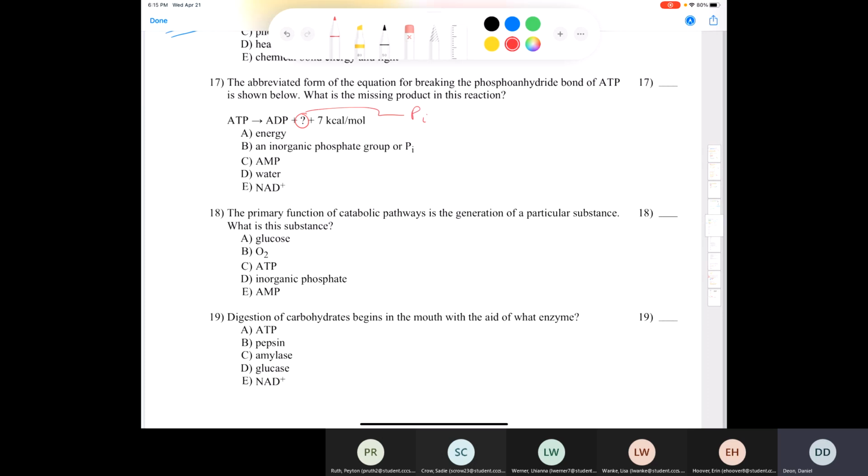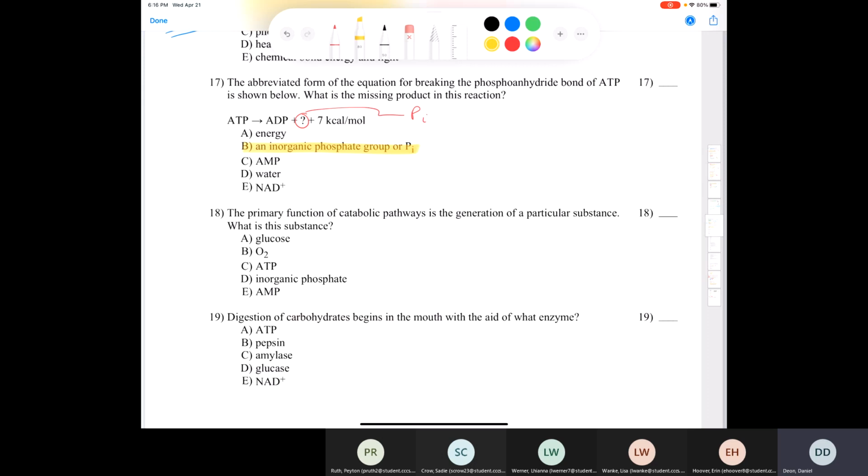And we looked at the two-step process for making G6P, right? We saw how the first step was the breaking of ATP, or the hydrolysis of ATP, to release energy in the form of 7 kilocalories per mole. We produce the inorganic phosphate, which binds to G6P. It costs 3 or 4 kilocalories per mole, and we're left over with energy in the end. So the answer is an inorganic phosphate group.